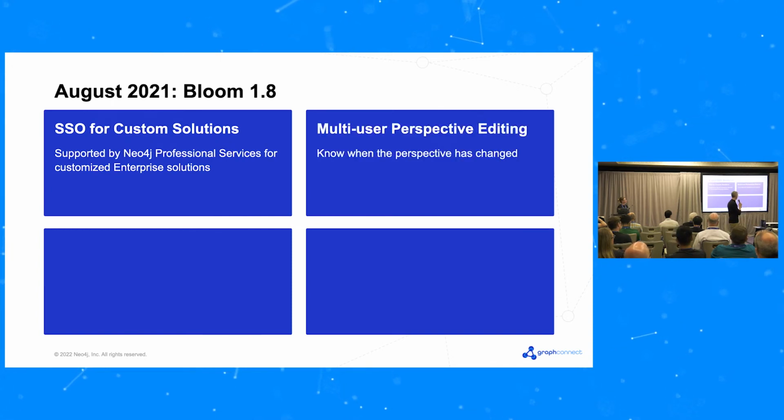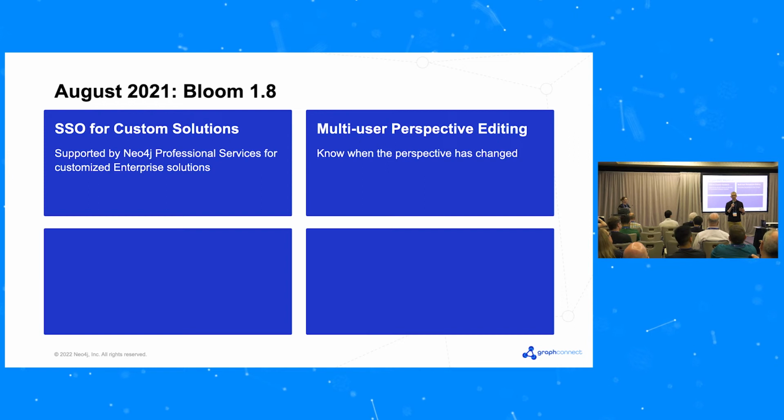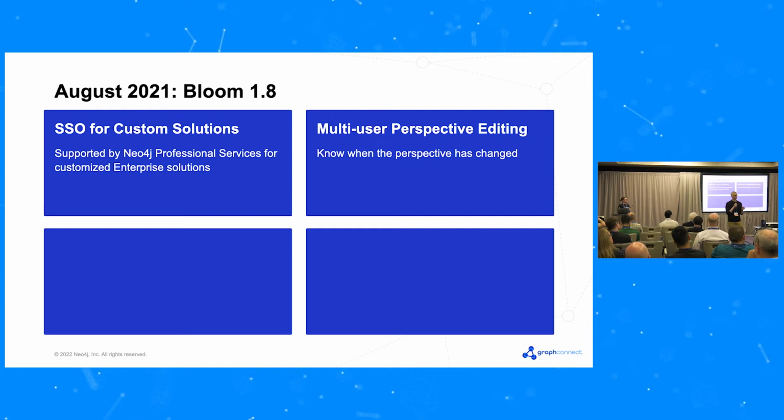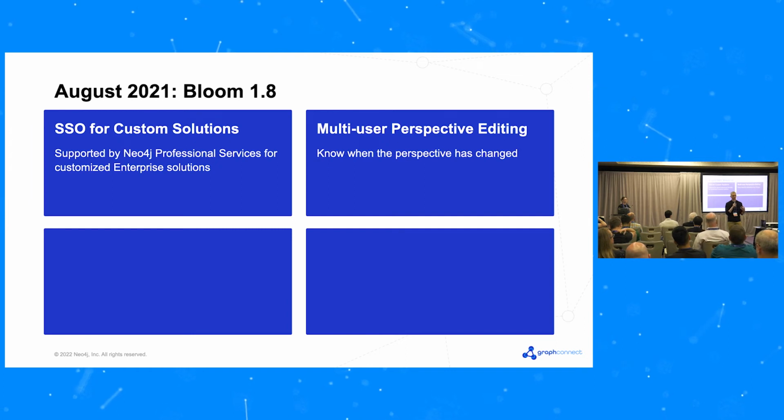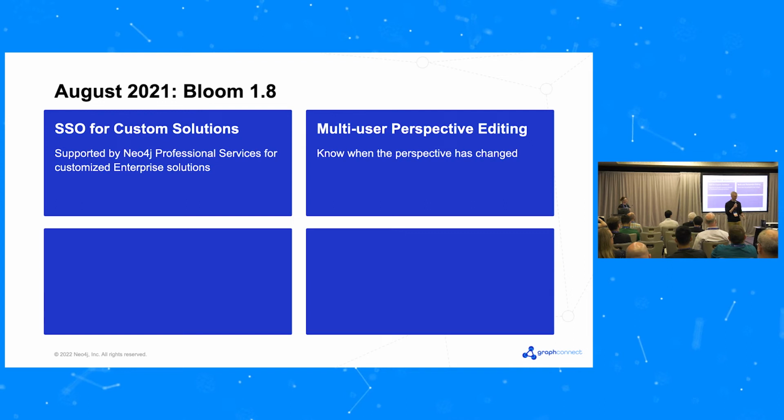We also introduced multi-user perspective editing. So if you're using the enterprise version of Bloom, Bloom Full Access, and multiple users are editing perspectives, then you can now get information about who changed the perspective and when. If you look in the perspective designer, there's a little book icon, and that will show you the user who changed the perspective and about how long ago they changed it, and you'll see those changes reflected in real time as you use a perspective.